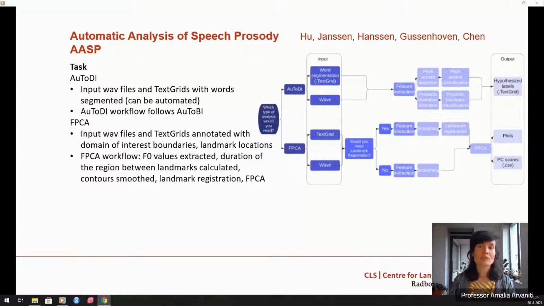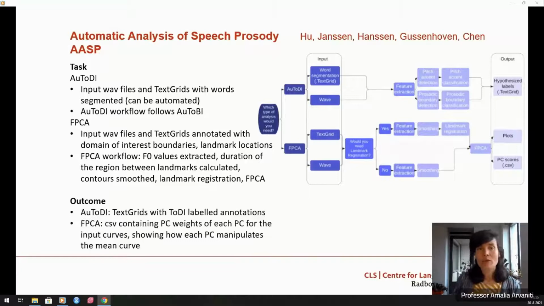For the FPCA module, it requires WAV files again, text grids again, but this time slightly different things are annotated. So here we have the domain of interest annotated, so this might be the word or prosodic word, and also internal landmarks that are of interest motivated by a researcher's research questions. They need to also be annotated, and Katherine once again will be speaking more about what these internal landmarks may be. In the FPCA workflow, F0 values are extracted, as well as duration values, which are calculated around the particular internal landmarks. The contours are smoothed, and then other processes of FPCA are performed.